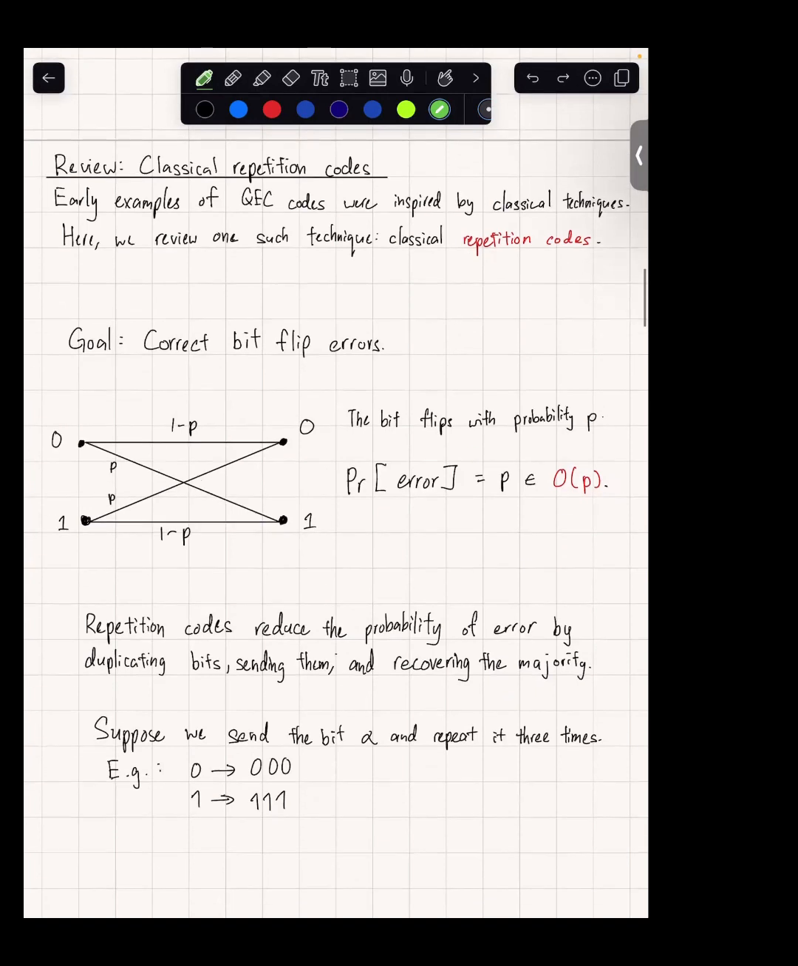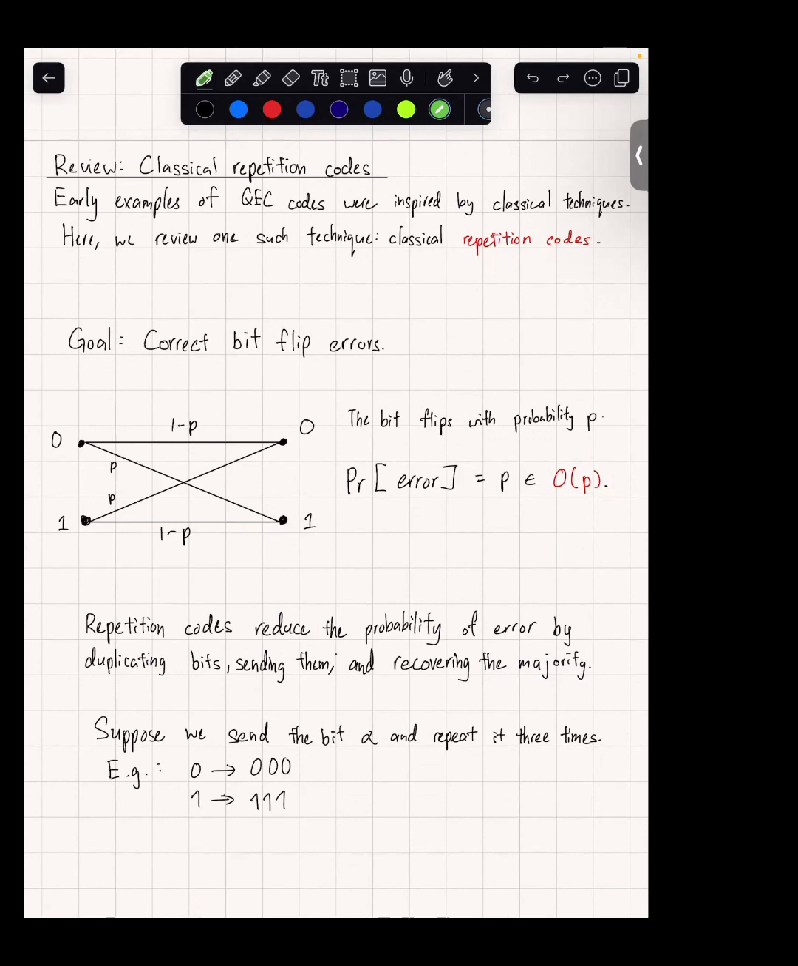Now, let's move on to the review of classical repetition codes. The reason why we do this is because simple examples of quantum error correcting codes were inspired by classical techniques, especially in the case of classical repetition codes. So for this repetition code, our goal is to correct bit flip errors.